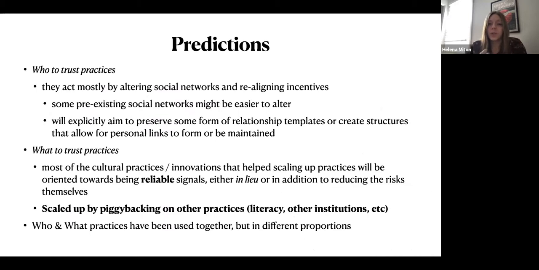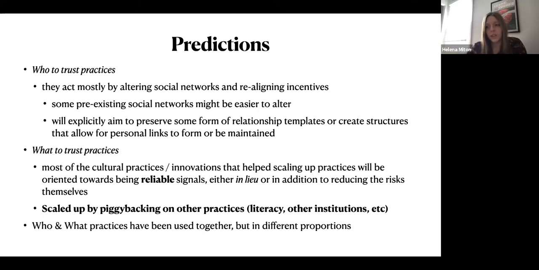And the last thing is just a few points for discussion, including predictions made by this account. So the first thing is that the who to trust practices act mostly by altering social networks and realigning incentives between agents. Some pre-existing social networks might also be easier to alter than others, and they will also explicitly aim to preserve some form of relationship templates, so actually create structures that allow for personal links to form or be maintained. Whereas on the other side, the what to trust practices actually help scaling up trade by being oriented towards creating reliable signals.